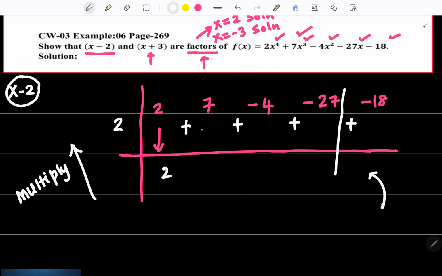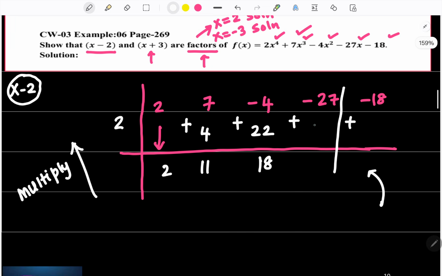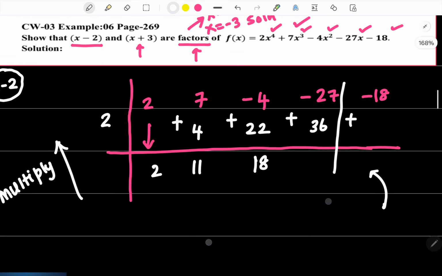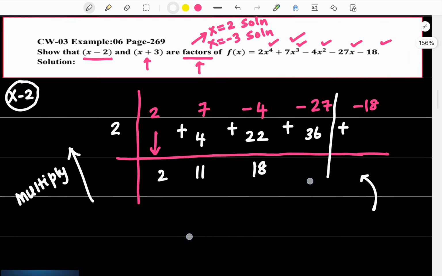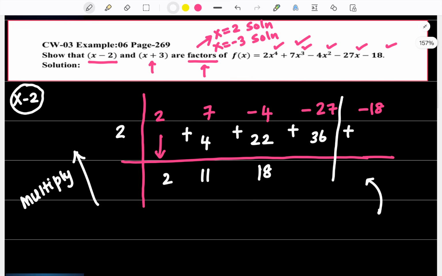2 times 2 is what? 4. 7 plus 4 is what? 11. 11 times 2 is what? 22. 22 minus 4 is what? 18. 18 times 2 is what? 36. 36 minus 27 is what? 9. 9 times 2 is what? 18. Wow, we are getting 0.